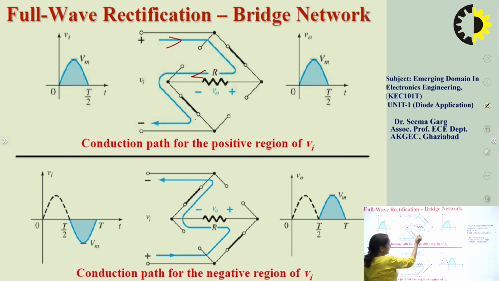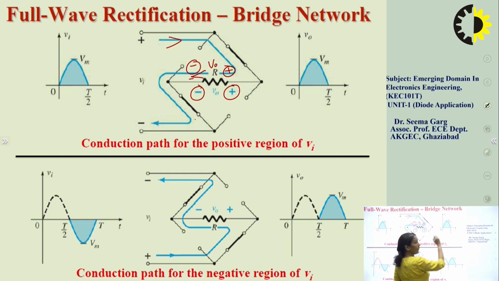Because of the direction of the current, this terminal of the resistance is at higher potential and this is lower, so the output voltage at this terminal will be at higher potential and this terminal will be at lower potential. That means the direction of the current is the same. So that's why we are having the positive voltage during the first half cycle.